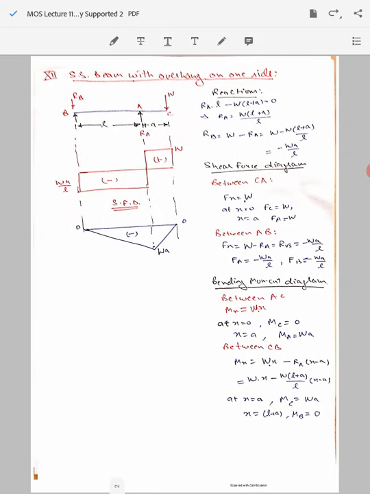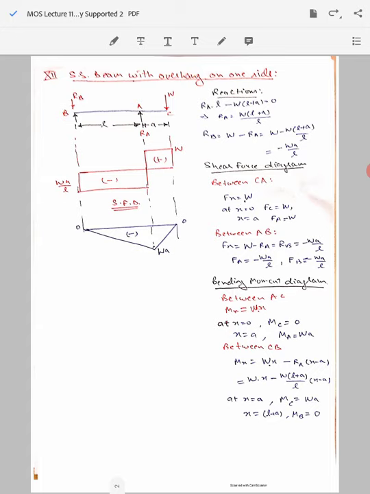So far we have discussed only the case of simply supported beam, which is contained between the supports. What if the beam is overhanging on one side, which is quite a usual case in the machine components or in the structural members that we encounter? So here we have a case of simply supported beam with overhang on one side.